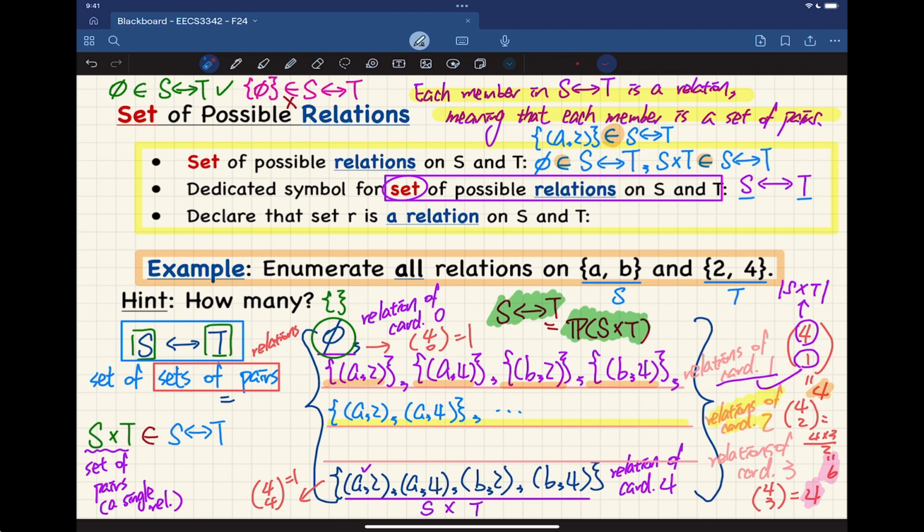I'm not sure if I wrote it down correctly. Is there not going to be a repetition, like when we have A and 2 and A and 4? No, we don't have any repetition because you can see here, this is an empty set, just by itself. So these 1, 2, 3, 4 here, there's no repetition because each one of them is a relation on its own. When you say repetition, what do you mean by repetition?